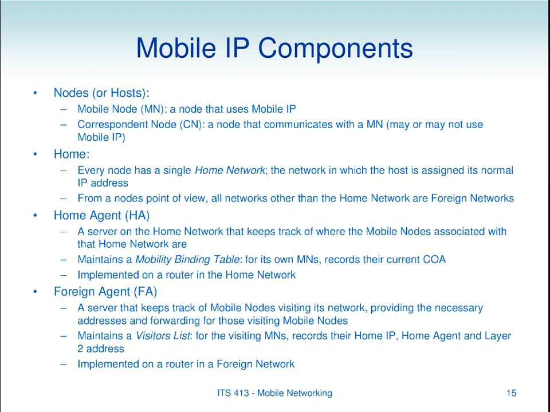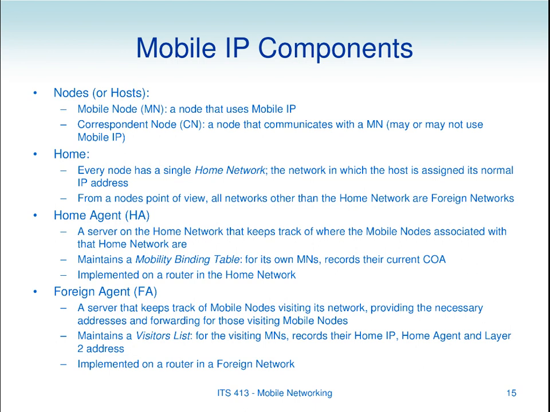So this is some of the terminology or the components. We talk about nodes or hosts, so a mobile node, which is a node that uses mobile IP. Mobile IP is a piece of software. If my laptop wants to be mobile, it has to have in the operating system some mobile IP functionality, some software. Correspondent node is any node on the internet. It doesn't have to have mobile IP. Most computers on the internet do not support mobile IP. It's only those computers that we want to allow to be mobile, for example, laptops, mobile phones.